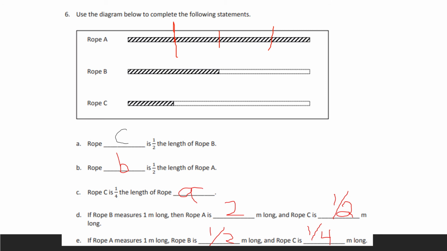And then here are some questions. If rope B measures 1 meter long, then rope A is 2 meters long, and rope C is half a meter long. And if rope A measures 1 meter long, rope B is 1/2 meters long, and rope C is 1/4 meters long. So take your time to look at this, check your work, make any corrections, and let's move on. Again, press pause if you need it.